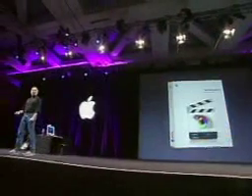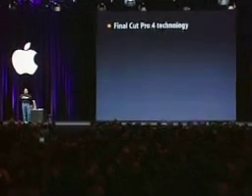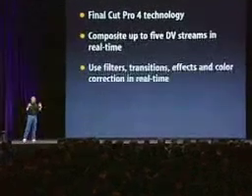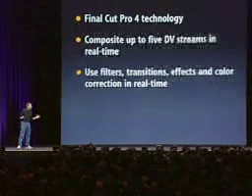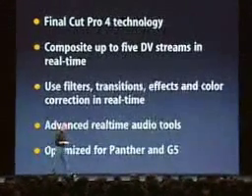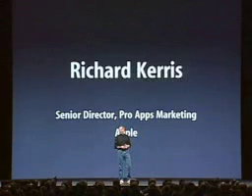which is really cool. We've got one too today called Final Cut Express 2 that we're launching. The second major version of Final Cut Express we're launching today. This is pro video editing for everyone. And some of the new features are, it's based on Final Cut Pro 4 technology, and so it brings all the real-time stuff with it. You can composite up to 5 DV streams in real time. You can use filters and transitions and effects and color correction all in real time. You've got advanced real-time audio tools. It's optimized for Panther and the G5. It's really, really cool. And this is what it looks like. And to give you a demo, I'd love to invite Richard Karras up here, who's the Senior Director of our Pro Apps Marketing. Thanks, Richard.